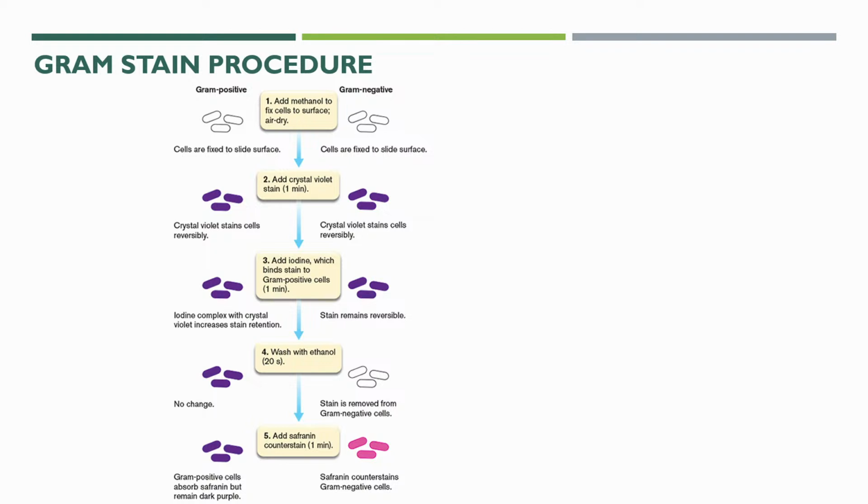And the gram-positive cells, they still absorb the safranin, but the safranin is a lighter color than the crystal violet, so the crystal violet kind of takes the lead here. They end up staying crystal violet. So does that make sense so far?